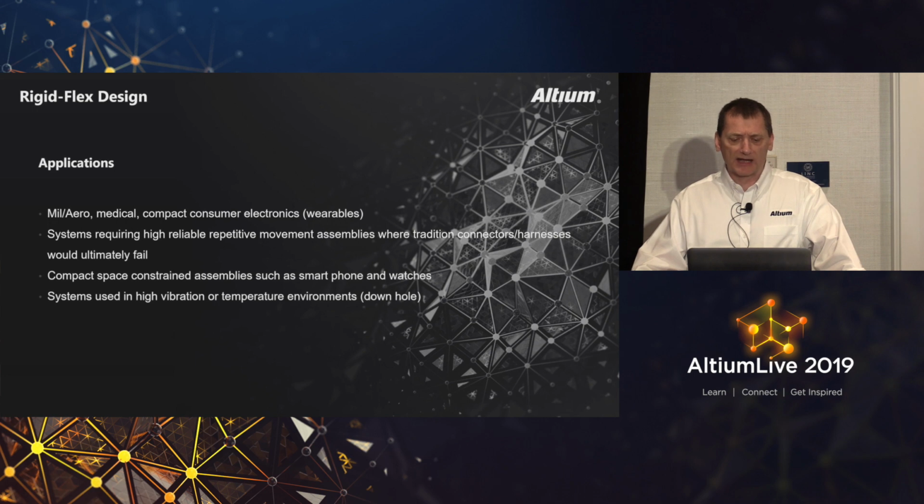And things like compact space. So the phone is the greatest example. How to get something that's thinner and thinner every product introduction. Miniaturizing everything. So there it's a necessity that flex design is used.